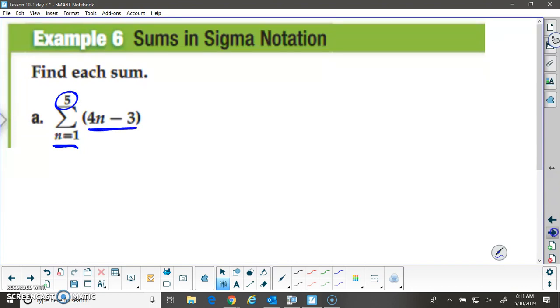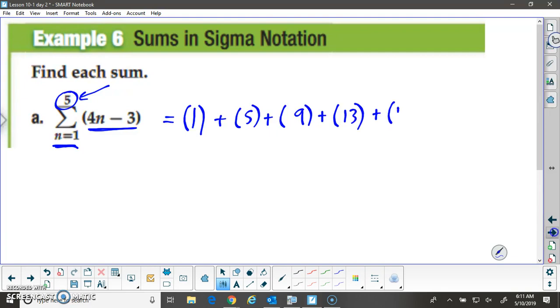So what you're going to do is start with the index, the 1. You're going to put 1 into that formula, and that would give you 4 times 1 minus 3, which is 1. Then you're going to add the next term and find the next term by putting in the next integer. So now we put 2 into the formula, and that gives us 5. We keep going until we get to the limit, which you can see is 5. Putting in 3 gives us 9. Hopefully you can see the pattern is that it's going up by 4 each time.